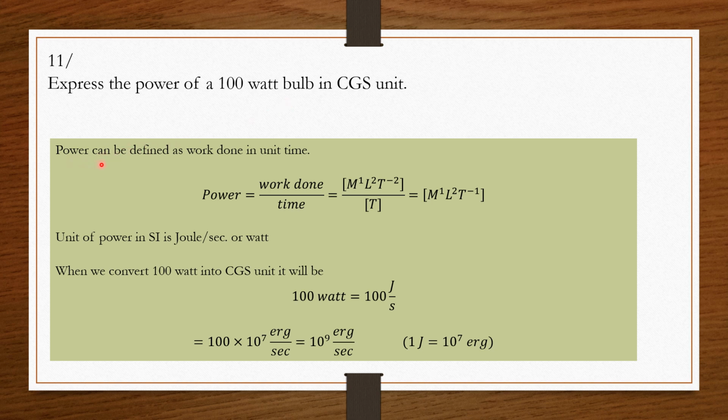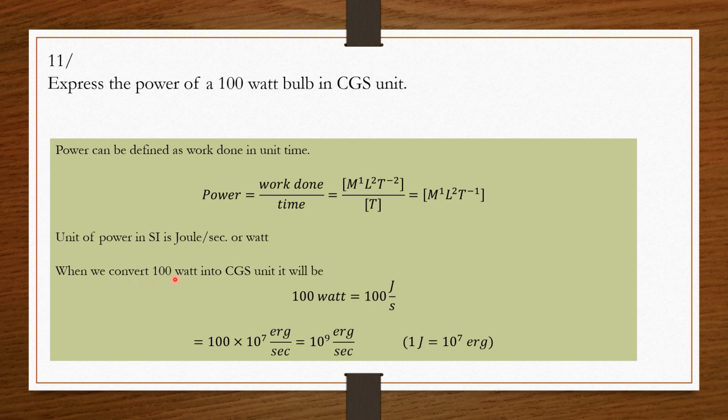So we have the power 100 watt, and we know that power can be defined as work done in unit time. So power is equal to work done by time, and here the dimension of power will be M1 L2 T minus 3. So unit of power in SI unit is joule per second or watt.